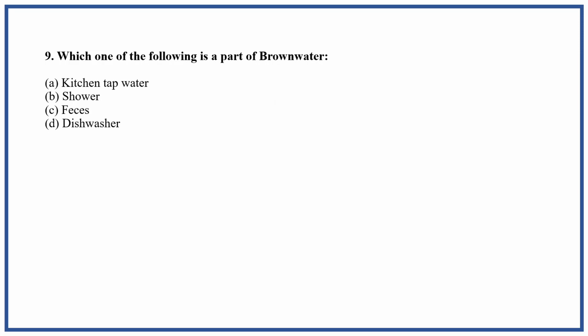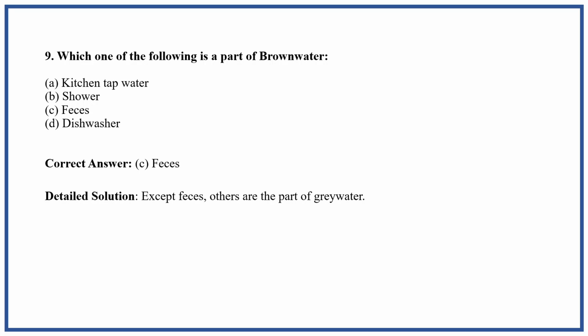The next one is which one of the following is a part of brown water? Kitchen tap water, shower, feces, or dishwasher? So which of the following is part of brown water? So yes, the correct answer is feces because the rest of the things are part of grey water.